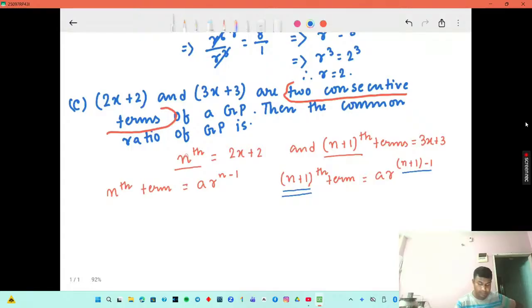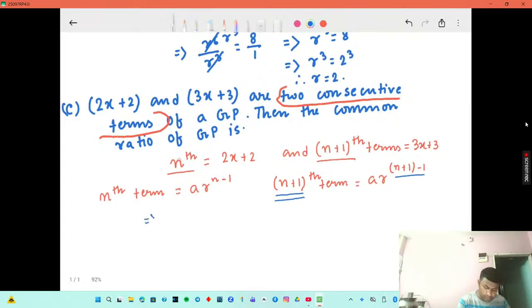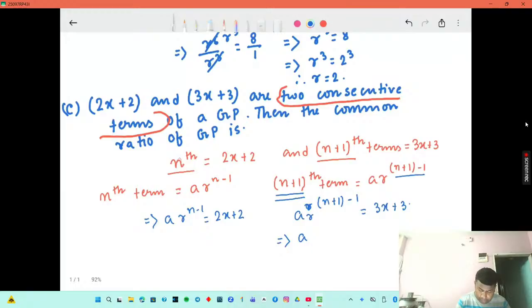So now we will write, and what is the value of the nth term? We will write a r to the power n minus 1 is equal to 2x plus 2, and for this one we will write a r to the power n plus 1 minus 1 is equal to 3x plus 3. So from here, a r to the power n is equal to 3x plus 3.